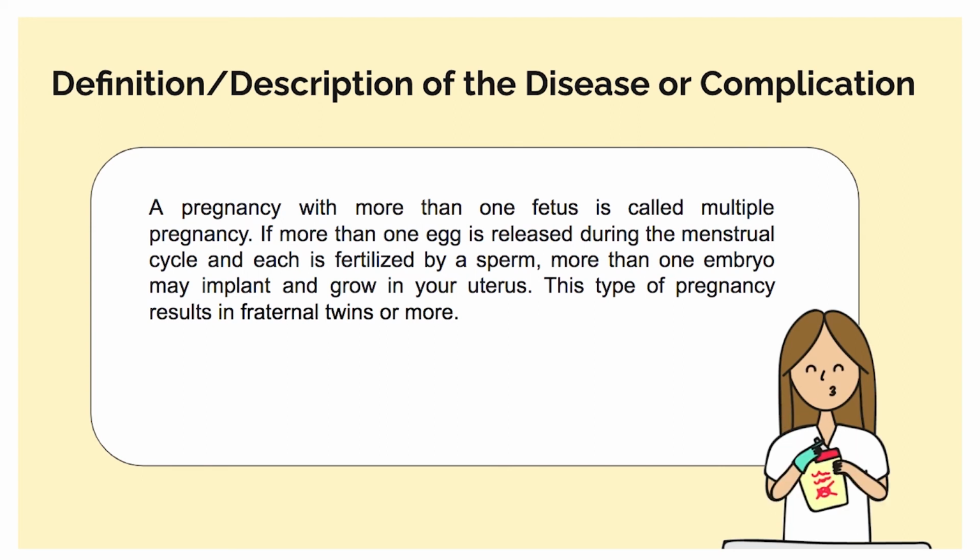A multiple pregnancy is a pregnancy with two or more fetuses. Some names for these are twins for two fetuses, triplets for three, quadruplets for four, quintuplets for five, sextuplets for six, and septuplets for seven, and so on.